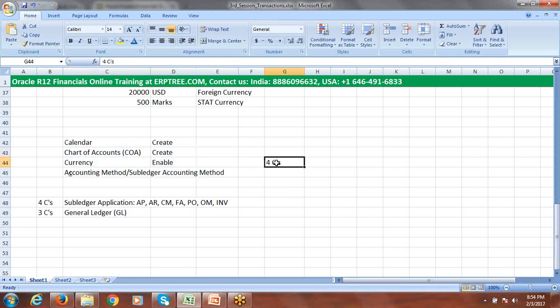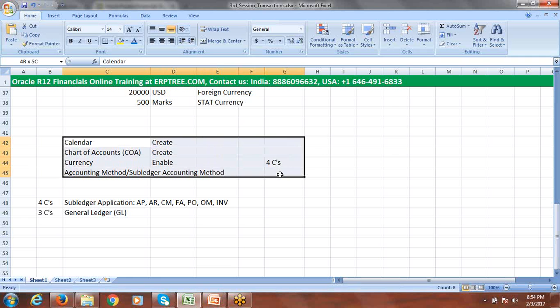Done. Now we are simplifying the definition. By using 3 C's, you can record the transaction in the general ledger. By using 4 C's, you can record the transaction in the subledger. Ultimately, you can say by using 4 C's, you can record the transactions in any application. Now, what we can do is group these 4 C's, because all the time these 4 are required, right?